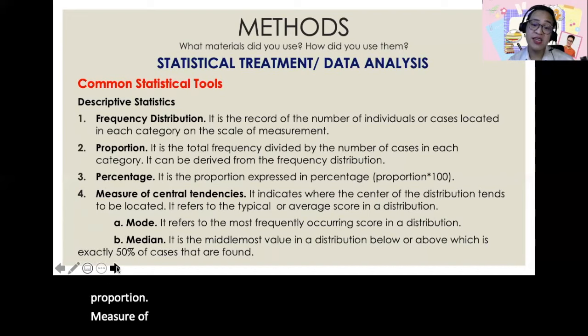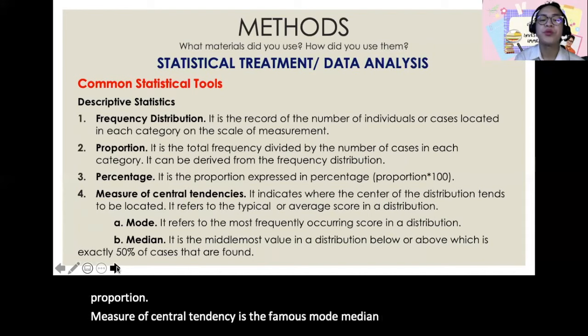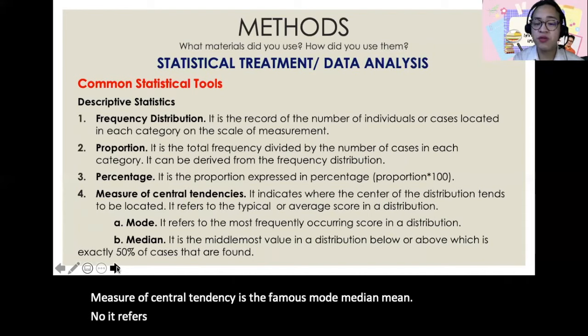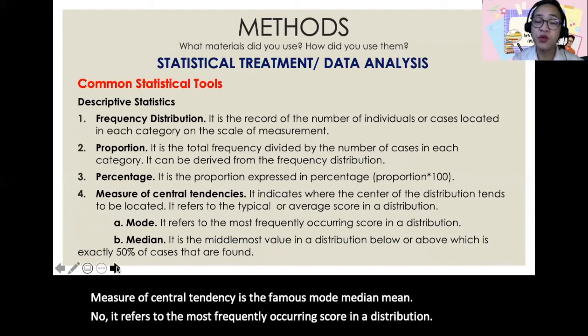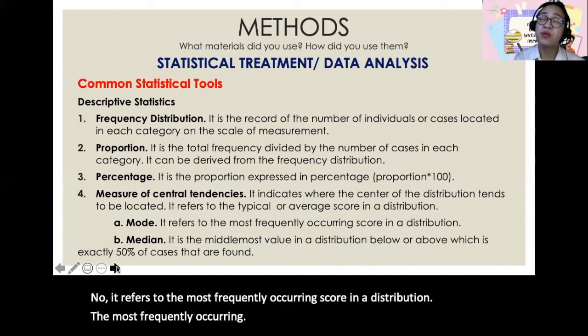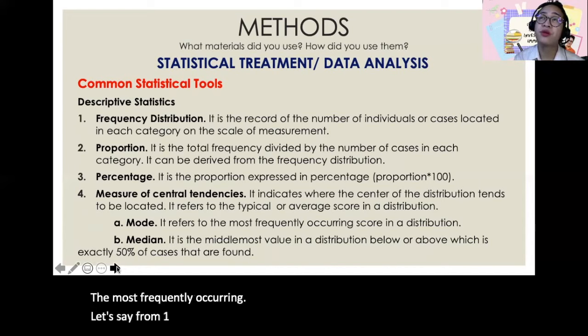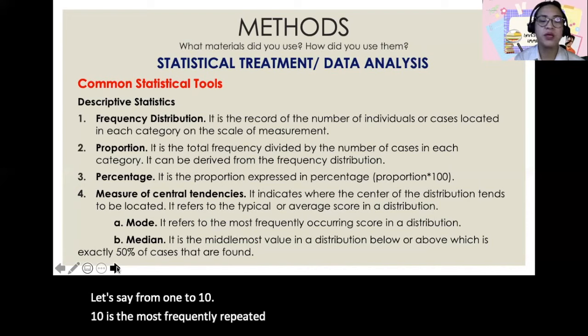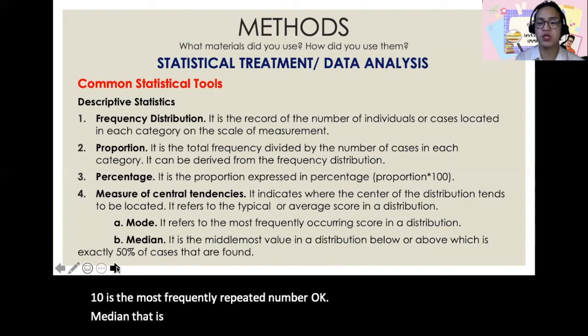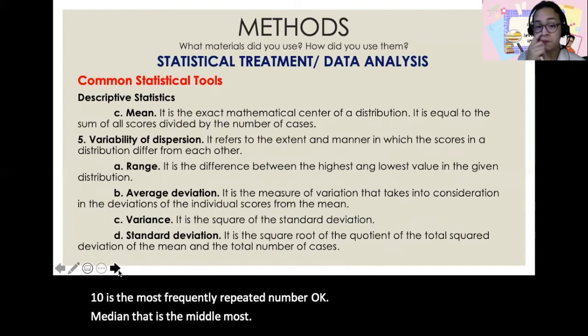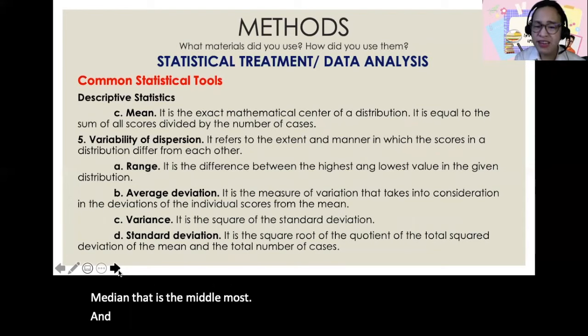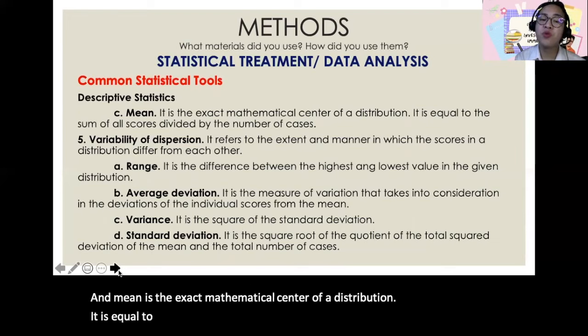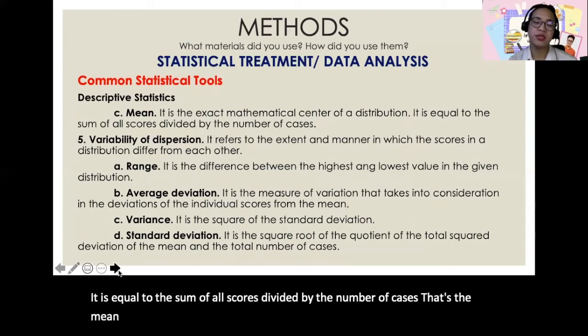Measure of central tendency is the famous mode, median, mean. Mode, it refers to the most frequently occurring score in a distribution. The most frequently occurring. Let's say from 1 to 10, 10 is the most frequently repeated number. Okay? Median, that is the middlemost. And mean is the exact mathematical center of a distribution. It is equal to the sum of all scores divided by the number of cases. So that's the mean. That's how you compute it.